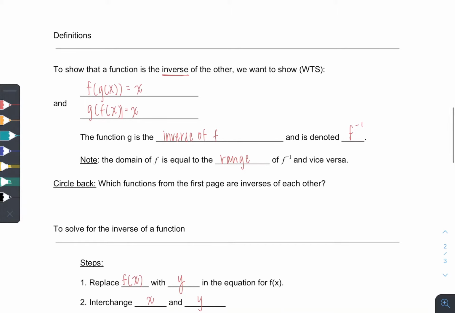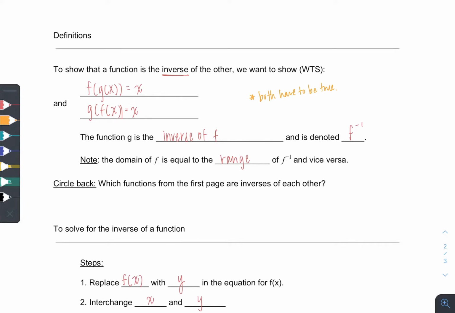All right, so going through some definitions here. To show that a function is the inverse of the other, we're going to show that f of g of x equals x and g of f of x equals x. Okay, I'm going to put a note here. Both have to be true. Both have to be true in order to have inverses.